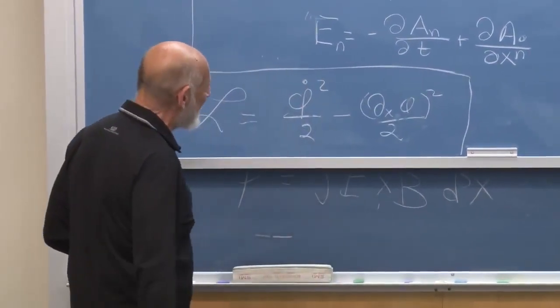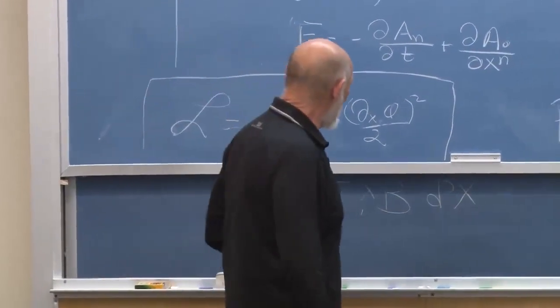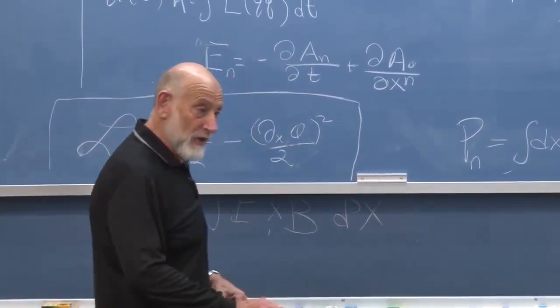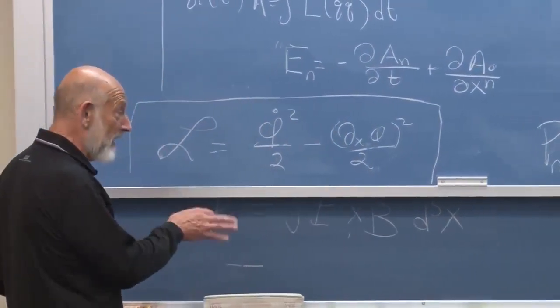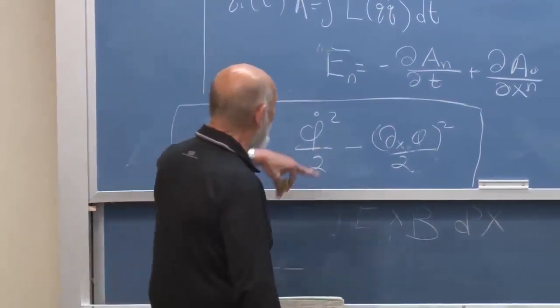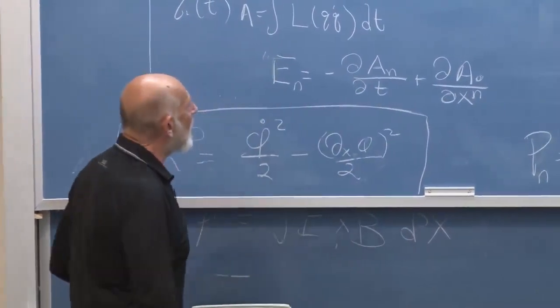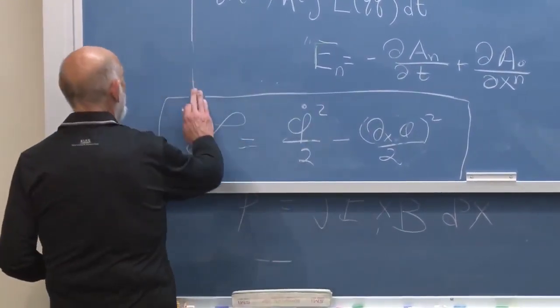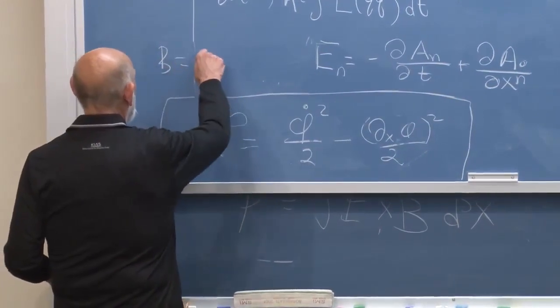Right. Notice, incidentally, that the expressions for the energy density and so forth don't change when you change the gauge, but the E cross B does. So you have to be careful. Okay, this is the expression for the electric field. The magnetic field is just B equals del cross A.